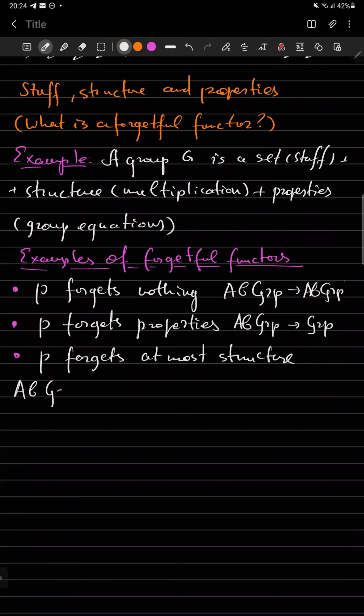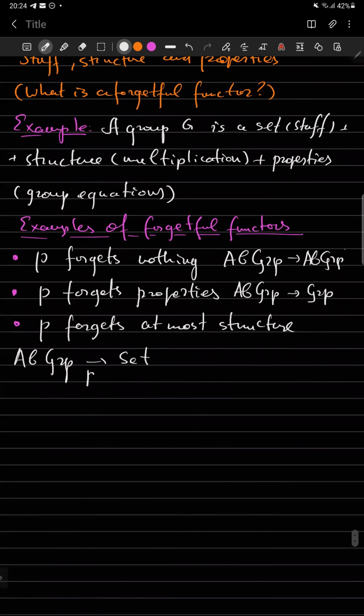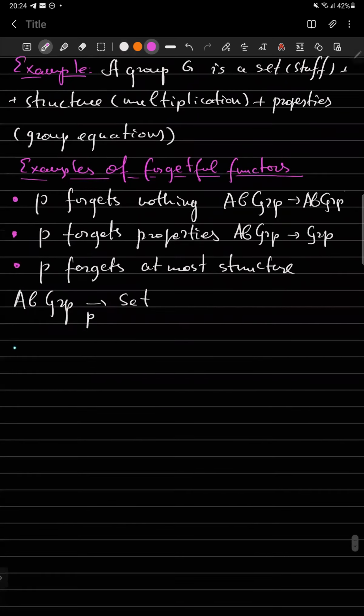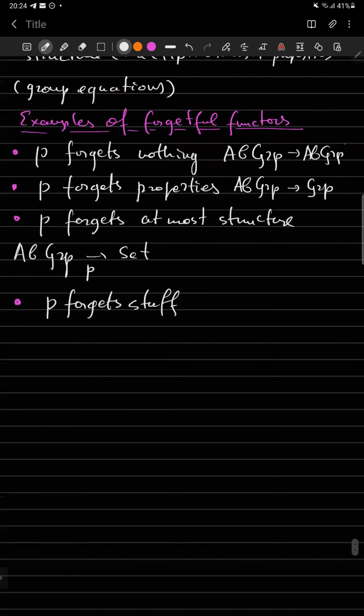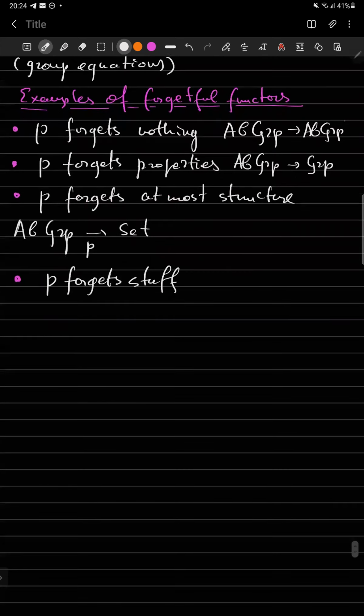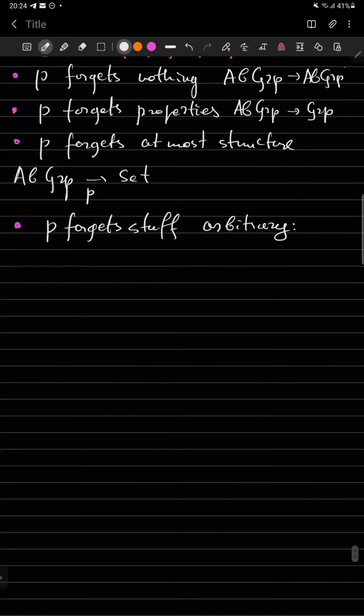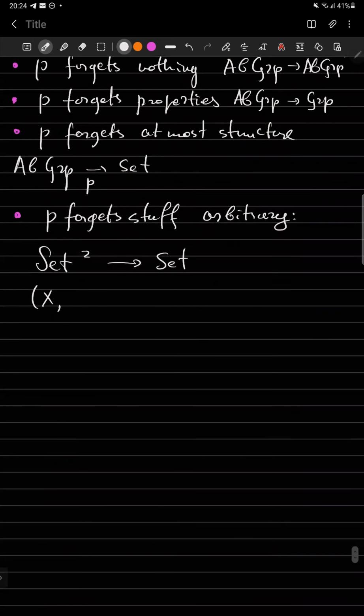So that's a functor from abelian groups to sets, which just forgets the structure of a group on a set. And finally, P forgets stuff. This is when P is in fact an arbitrary functor. So in the notes, we have the following example. It's a functor from pairs of sets, which just forgets the second coordinate.